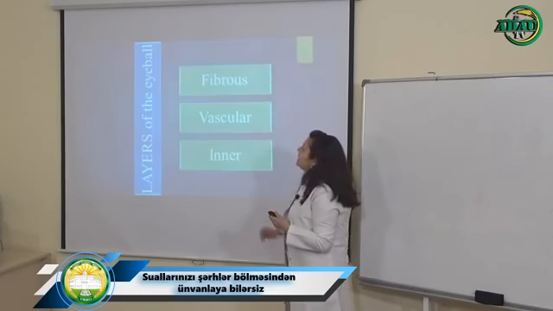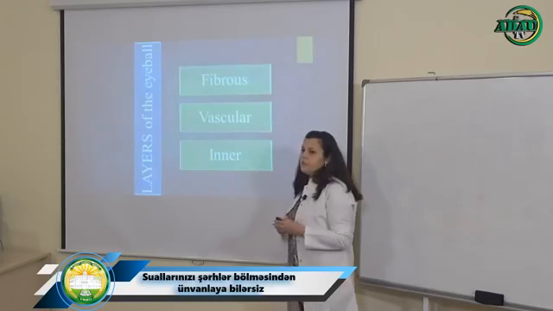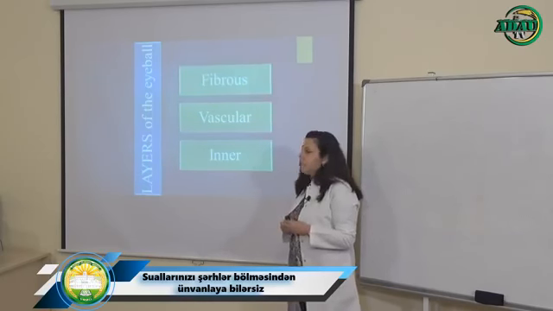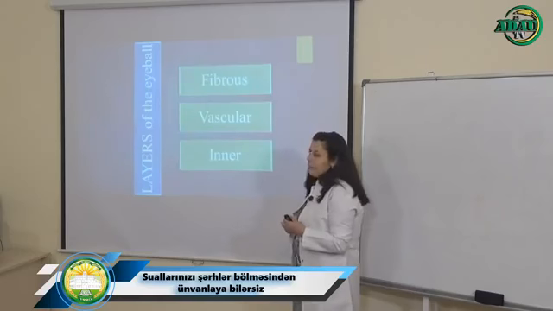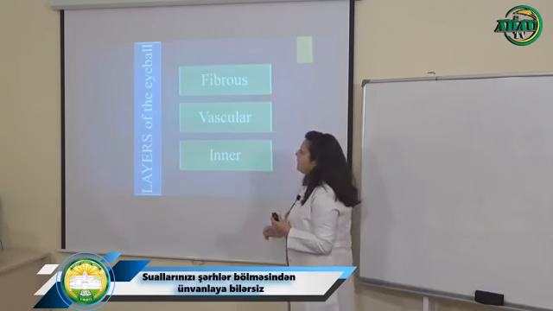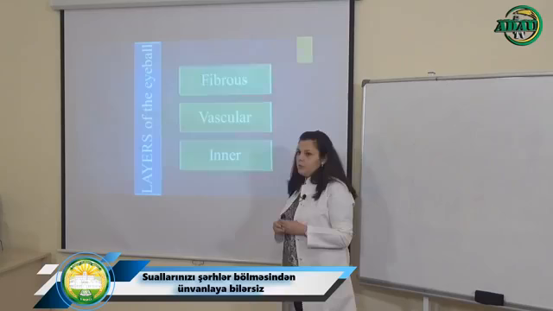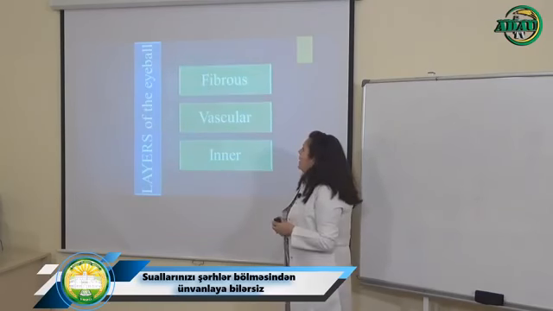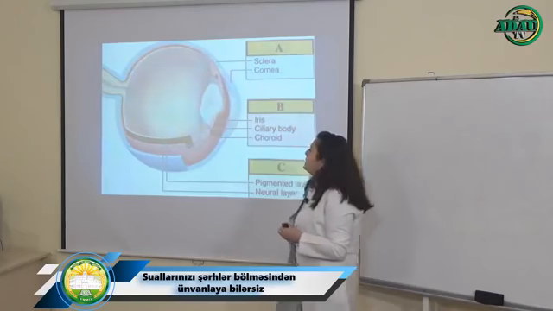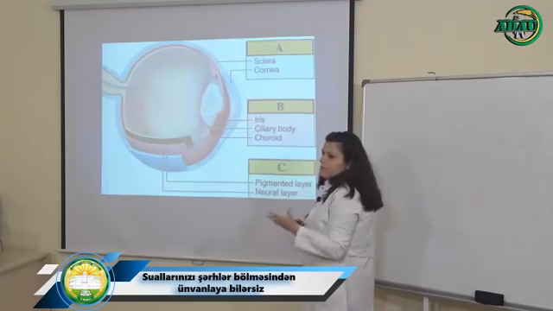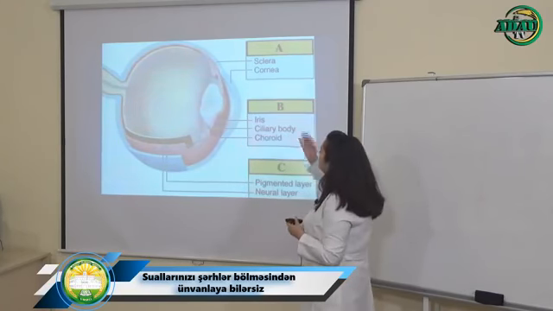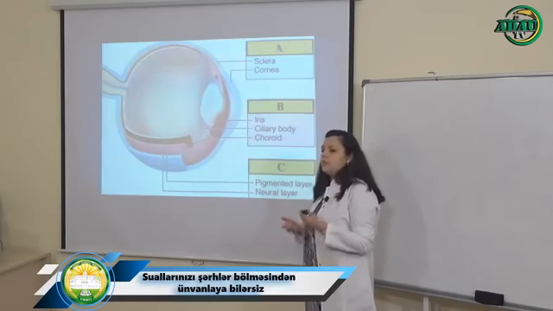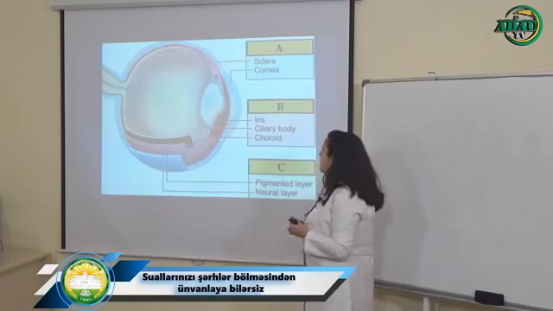The first layer, the outermost layer, is called tunica fibrosa bulbi in Latin. In English, fibrous layer. The second or middle layer is the vascular layer, tunica vasculosa bulbi, and the inner layer, tunica interna bulbi. So here you can see again a schematic illustration of all of these layers. The first was the fibrous layer. The fibrous layer consists of sclera and cornea. I'm going to give you more detailed information later.